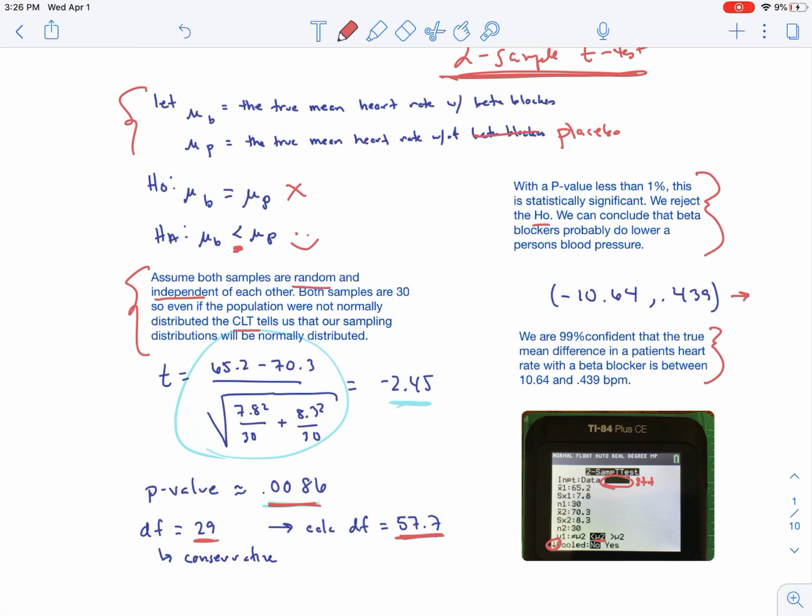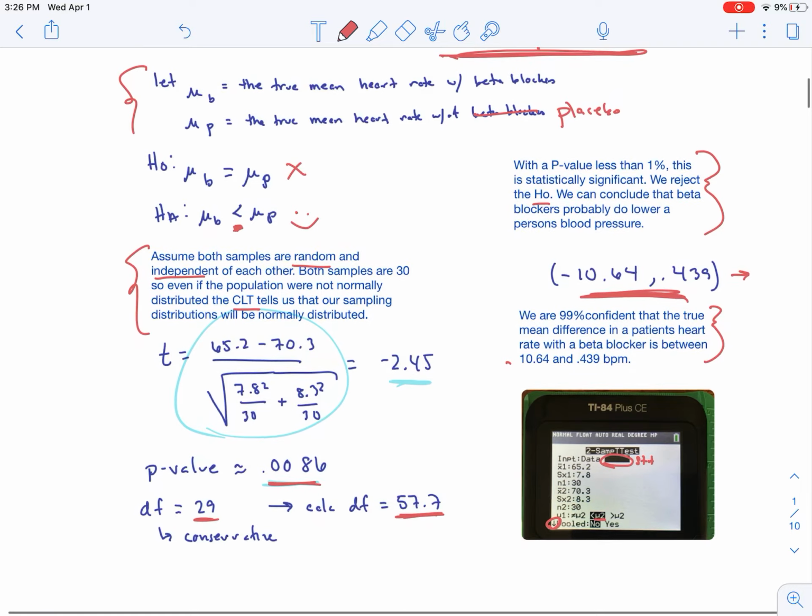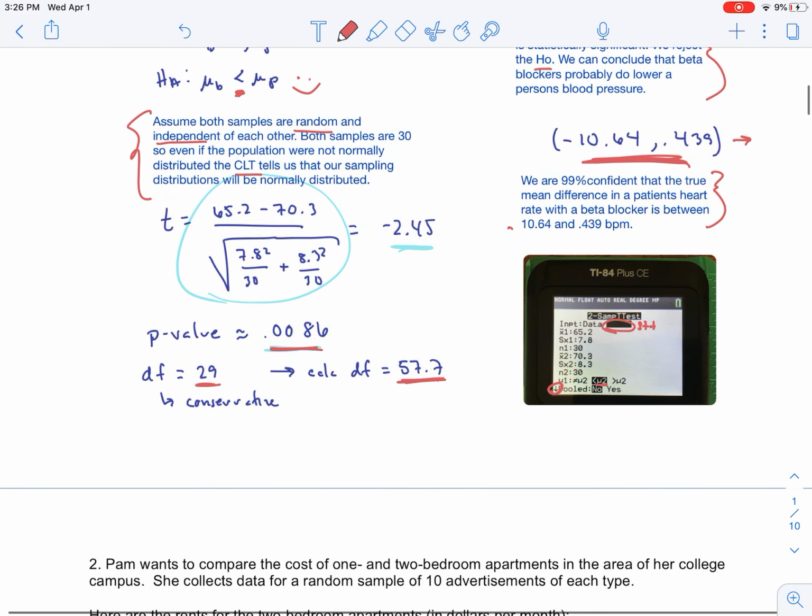I can make my calculator do that. I can do that by hand. We're 99% confident that the true mean difference, so this is how much they differ, the true mean difference in the patient's heart rate with the beta blockers is between negative 10.64 and 0.439. So that's the true mean difference is between there.